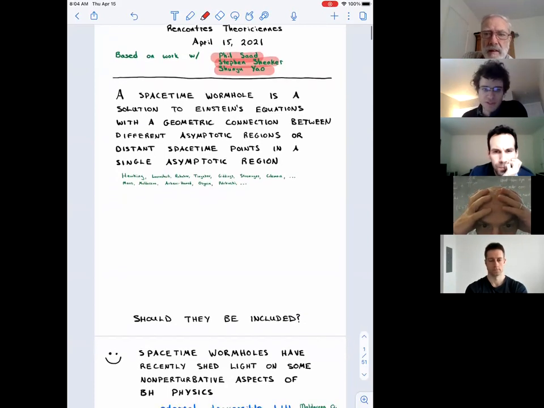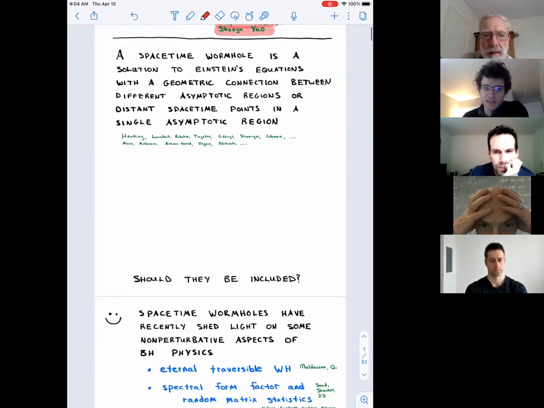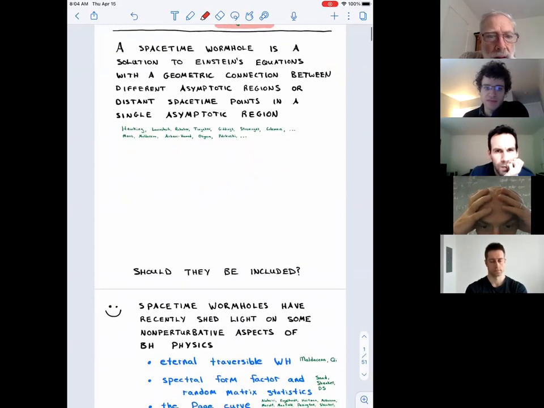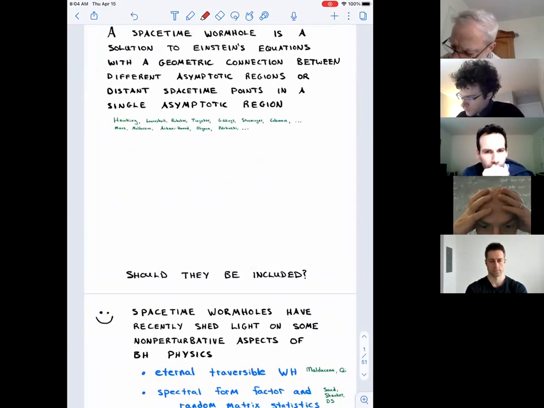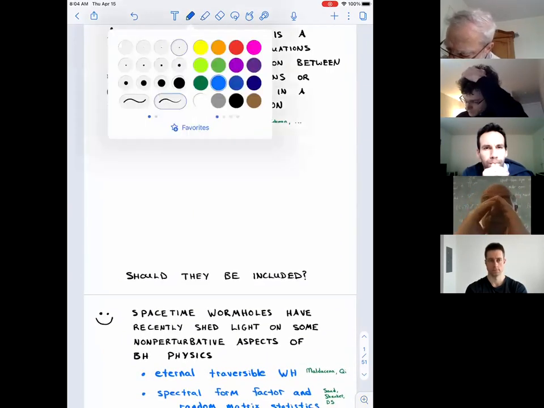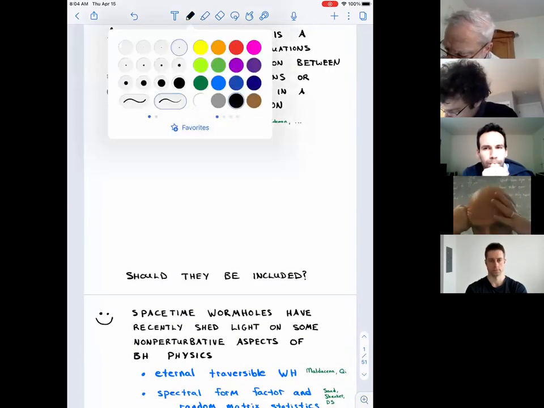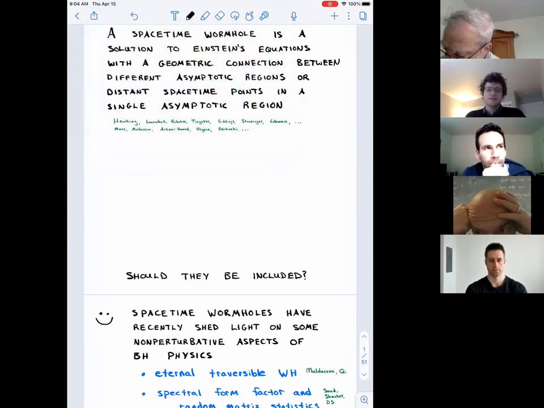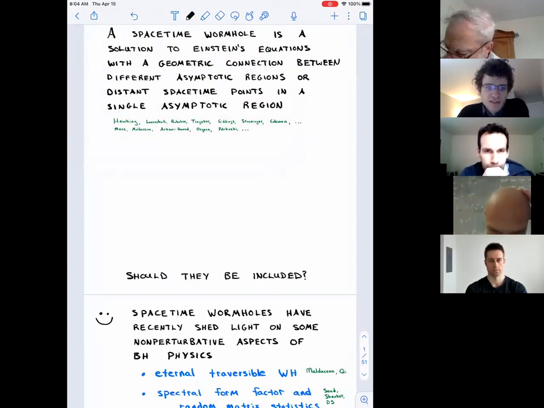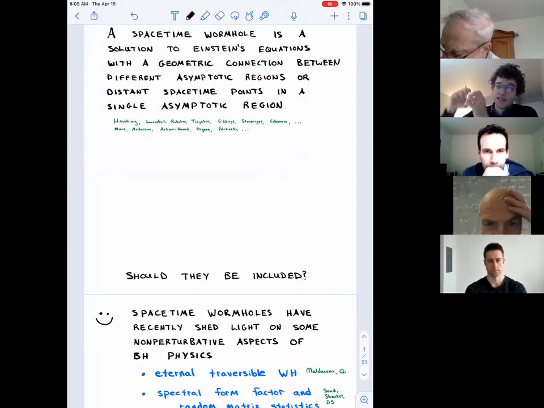So I'll start with some general introduction to the topic of space-time wormholes and averaging. First of all, what is a space-time wormhole? A space-time wormhole is a solution to Einstein's equations, or maybe an almost solution, but let's say for now just a solution to Einstein's equations that has a type of geometrical connection between different asymptotic regions, or between very distant space-time points in a single asymptotic region.